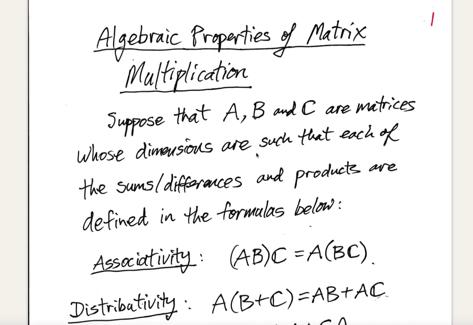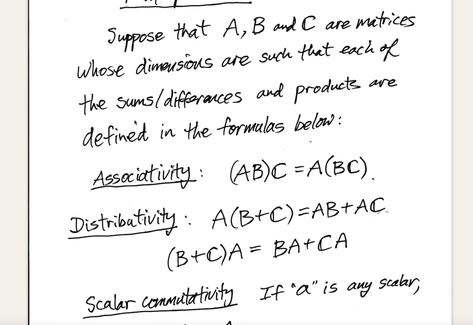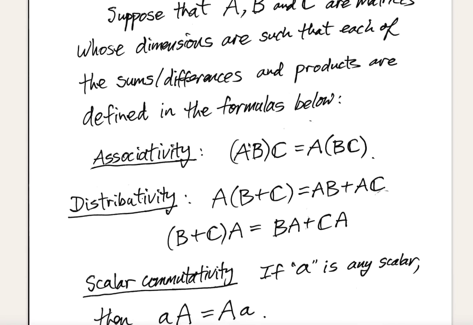Let's suppose that A, B, and C are matrices whose dimensions are such that each of the sums or differences and products are defined in the formulas below. I actually haven't written any differences, but we'll talk about those a little bit later. Let's look at these properties. I'm assuming that all these make sense, and if they do, then we've actually got these equalities here.